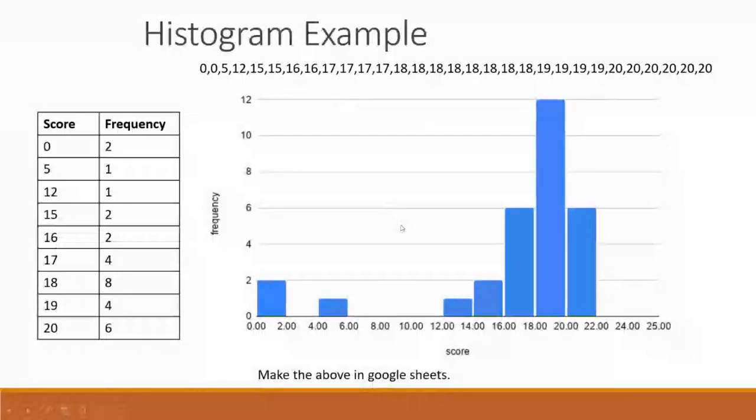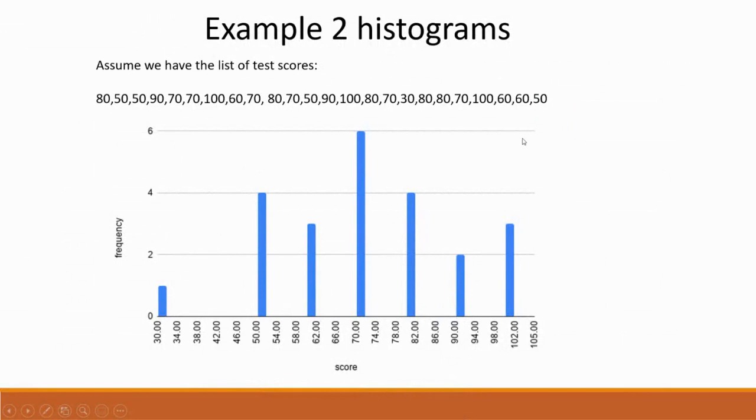For the next example, same idea. We have these test scores, and you can make this histogram. You can make it using Google Sheets. For time consideration, I'm not going to do that. But I do recommend that you actually try and make it. Again, this data you would have to list in a column.